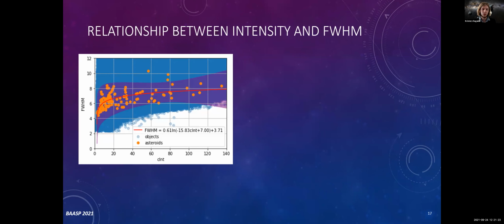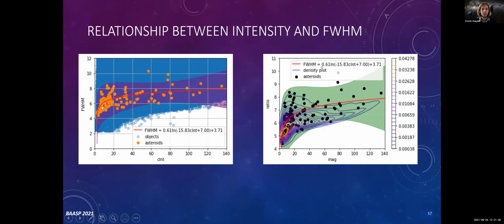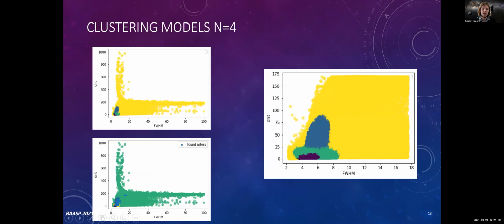So I did the same thing with a different relationship, intensity to full width. Here I fitted logarithmically. It's the same situation. The density is similar to the fitted line, and the probability is also pretty weak. So my last hope was to make a clustering model, but you can see on the lower left that I had 4 groups, and the asteroids were covering all of the groups. So I can't find specific groups for asteroids with the clustering model technique.